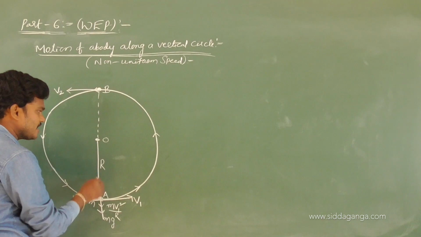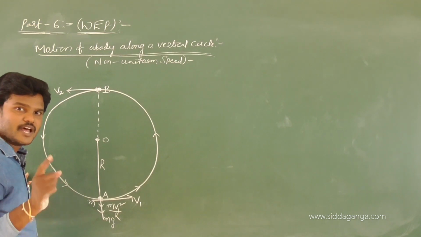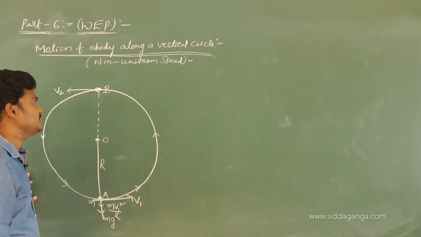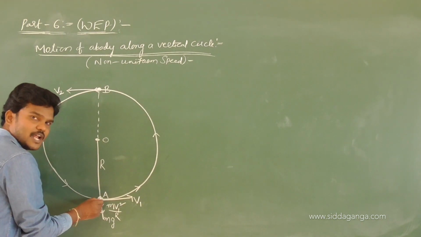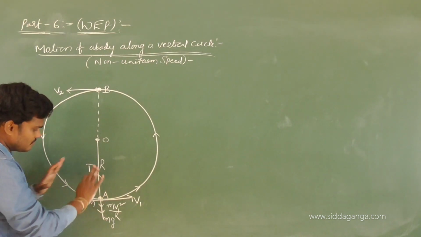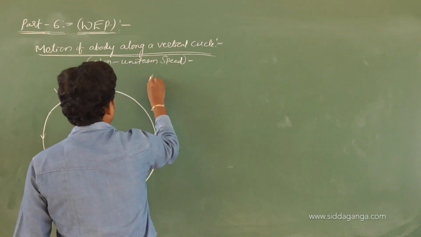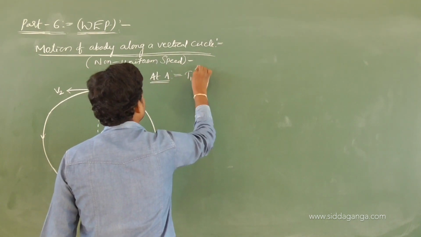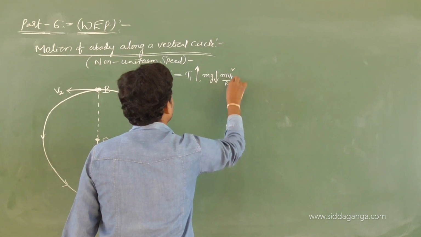So the tension acts towards the point O. I think you know how to decide the direction of the tension. Tension always acts away from the body with respect to that body. So this is the body, and tension will act away from this body. That means this is the tension. Clear? Now see, at point A, let us see how many forces are acting. Tension is acting upwards, mg acting downwards, and m v1 square by r acting downwards. Got it?